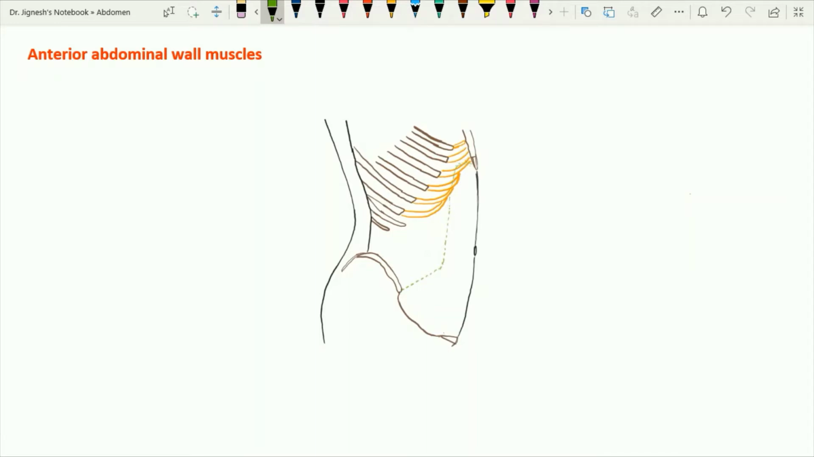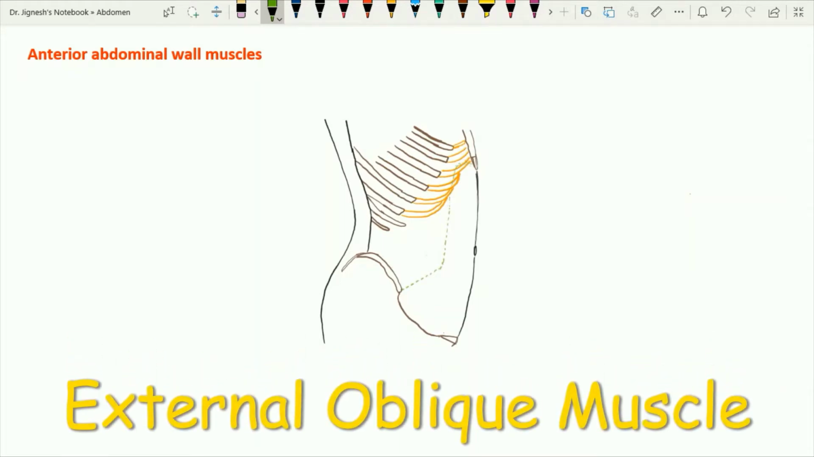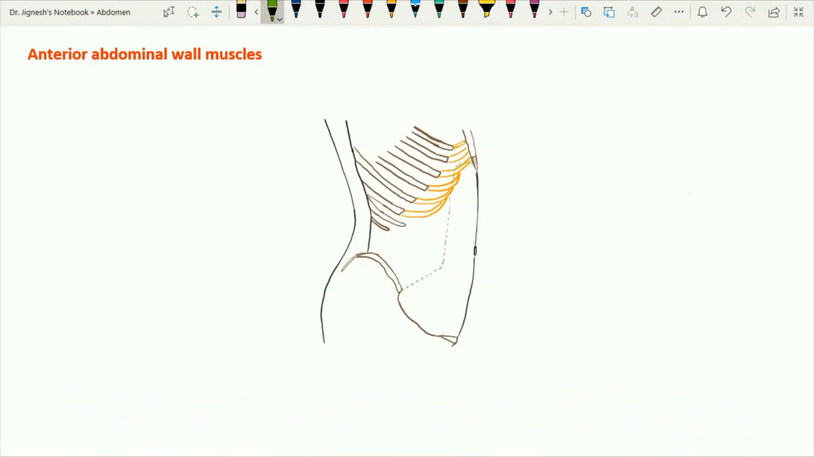The most anterior muscle, or we can say the most superficial muscle, just under the superficial fascia of the anterior abdominal wall, is the external oblique muscle. This external oblique muscle is also called obliquus externus abdominis.